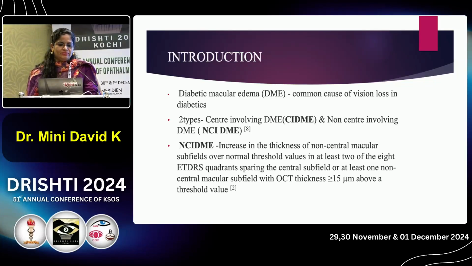Non-center involving diabetic macular edema can be defined as increase in thickness of non-central macular subfields over normal threshold values in at least 2 of the 8 ETDRS quadrants, sparing the central subfield or at least one non-central macular subfield with OCT thickness of more than 15 micrometer above a threshold value.